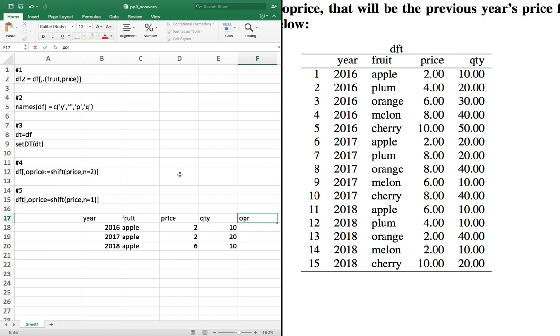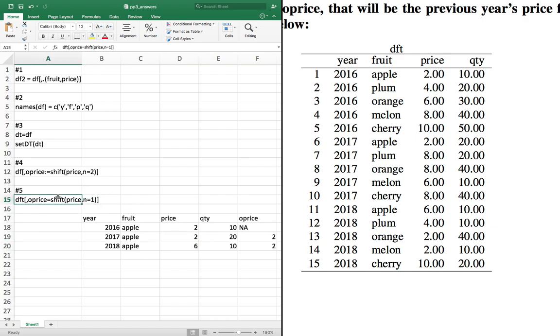Now this column, old price, would be created, and over here, this would be an NA because there's nothing before 2016. But for 2017, that would be a 2 because of that. And in the last, 2018, this would be a 2 as well because of that, right? And now we have what we want.